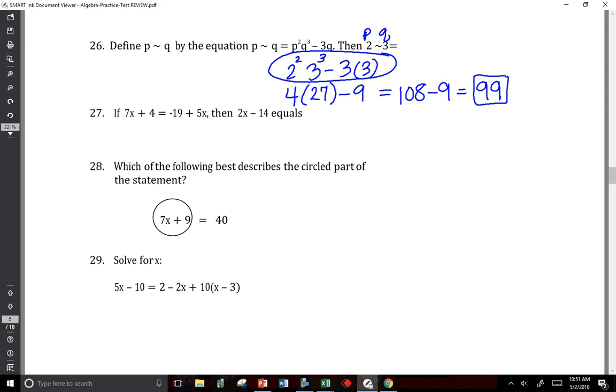Okay, number 27. If 7x plus 4 equals negative 19 plus 5x, then 2x minus 14 equals what? What do you do with that? Why don't you take the first part and solve it for x, and then whatever you get, plug it into the second part.